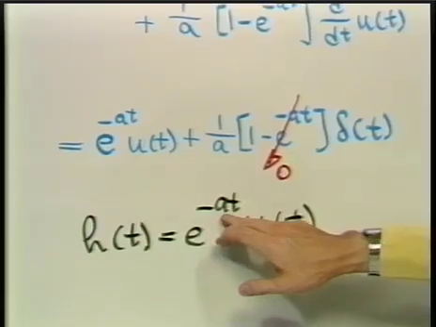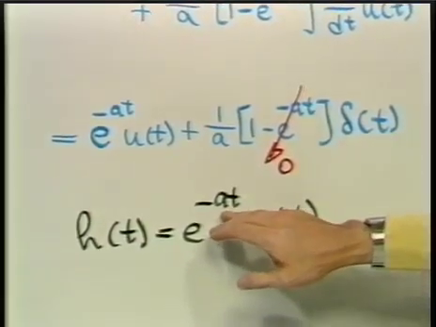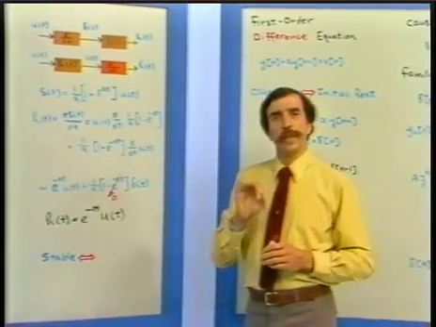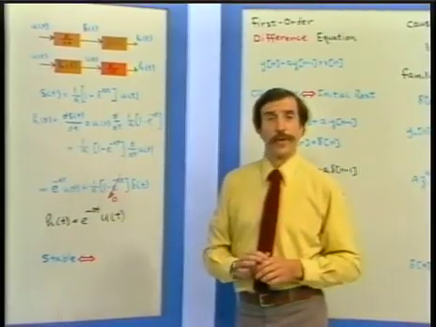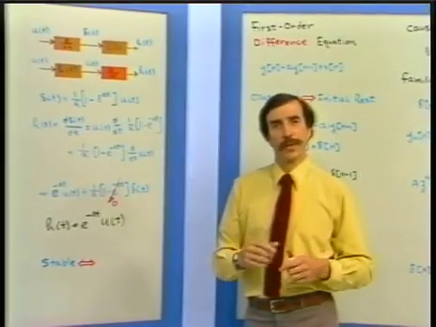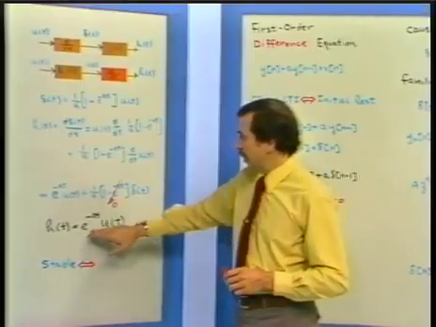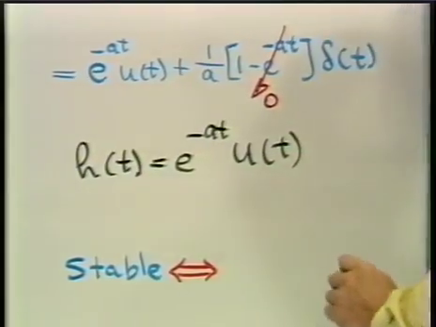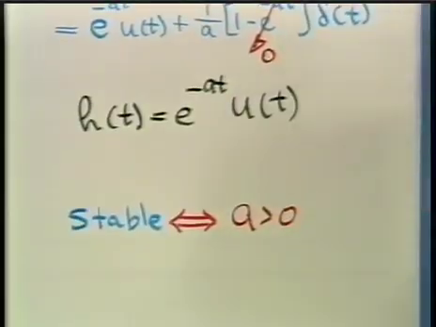And this is a decaying exponential for a positive, it's a growing exponential for a negative. And recall that, as we talked about previously, a linear time invariant system is stable if its impulse response is absolutely integrable. For this particular case, this impulse response is absolutely integrable provided that the exponential factor a is greater than 0.